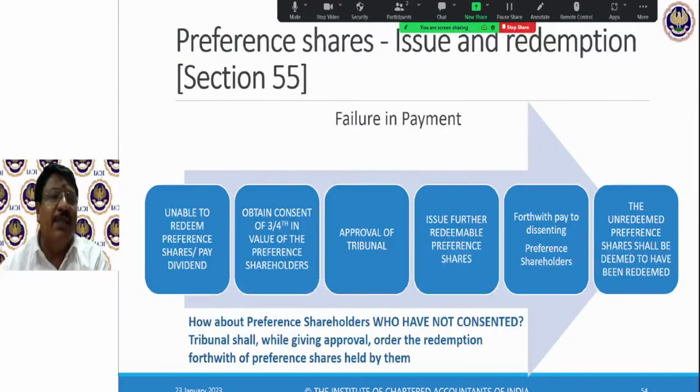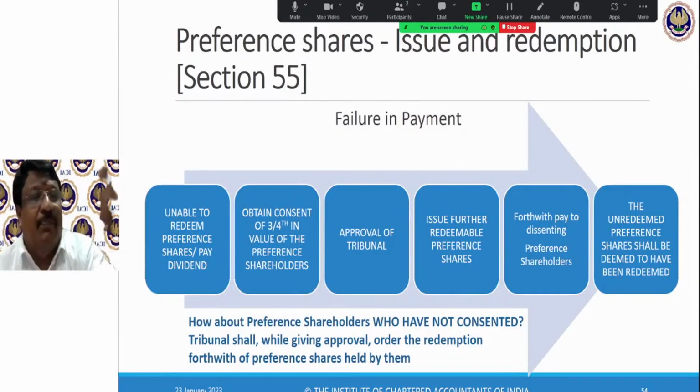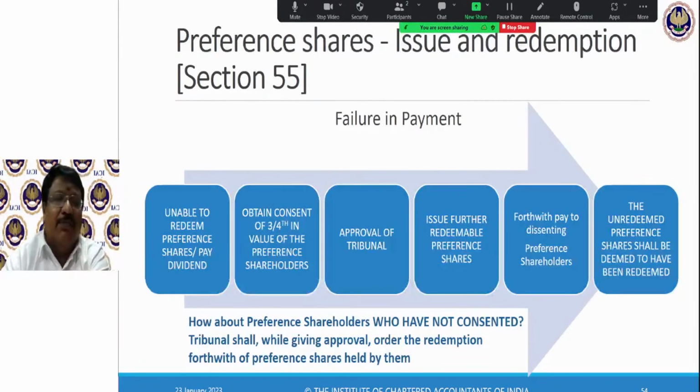You can obtain the consent of 3/4 in value of the preference shareholders. Here it is 3/4. This is not a special resolution. You have to obtain the consent of 3/4, meaning you have to send a circular to all of them saying, we are sorry, redemption is coming up in the next 6 months. We are not in a position to redeem. Also, we are not able to pay preference dividend, as you know.